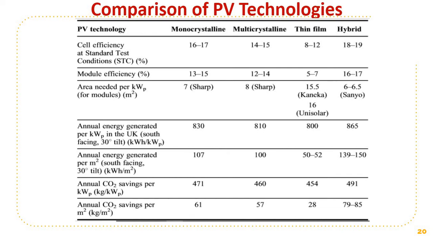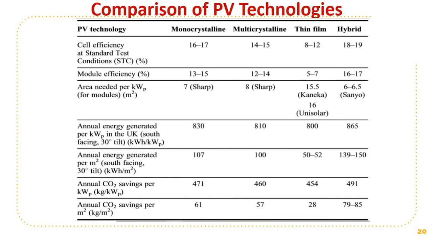Annual energy generated per kilowatt peak is again maximum for hybrid, 865. Annual energy generated per meter square is also maximum for hybrid, 139 to 150 kilowatt hour per meter square.